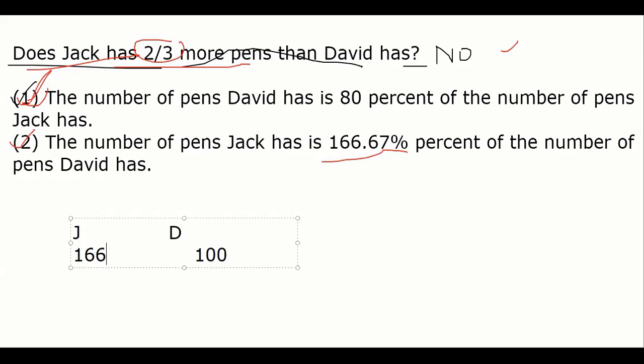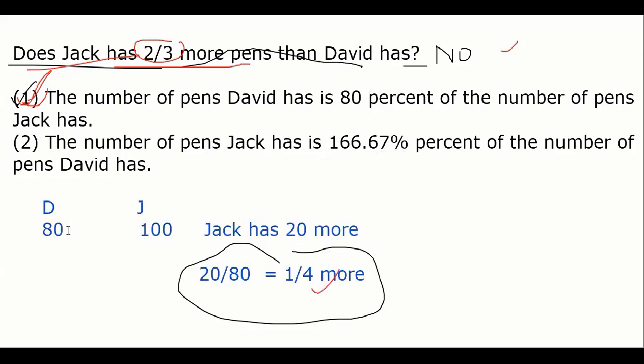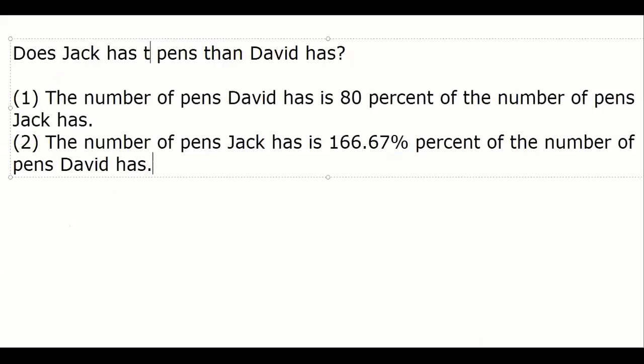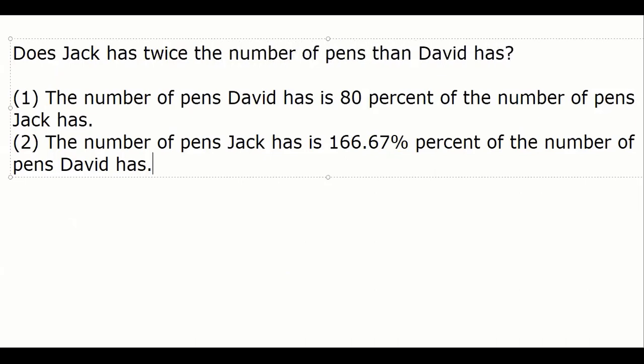What I'll do, everybody, is, should we just wait? Because I want to modify this question into easy numbers, and then everybody will understand what DS means. So I'll modify this question and then you do it again. Suppose I make the numbers very easy. Does Jack have twice the number of pens David has? Statement 1: the number of pens David has is 80% of the number of pens Jack has.